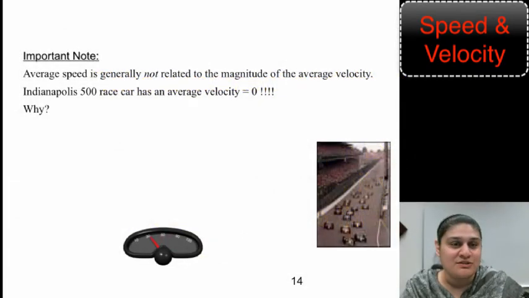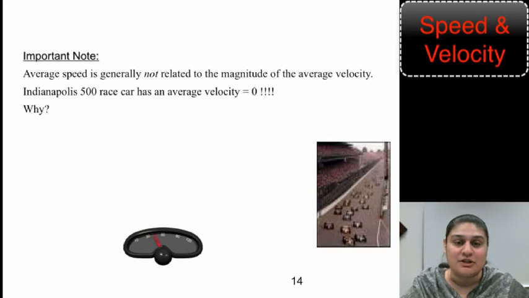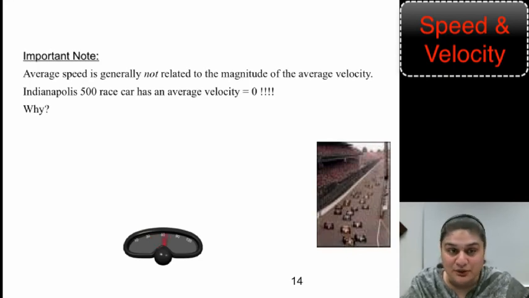An important thing to note when we are talking about average speeds and average velocities and so on and so forth, the average speed is not related to the magnitude of the average velocity. So for example, the Indy 500 car race has an average velocity of 0. We know its speed is not 0, right? But its average velocity for the cars is 0.